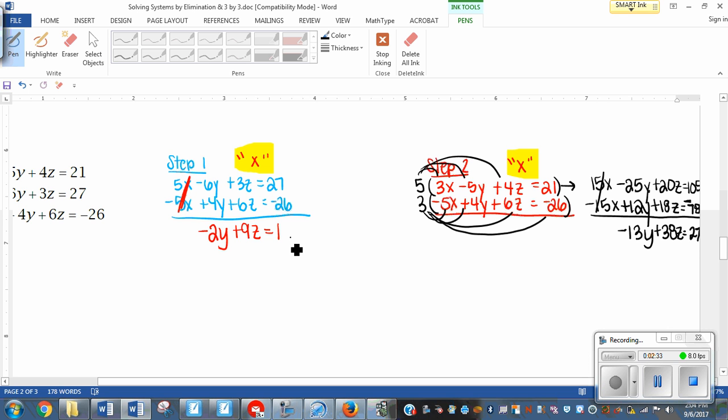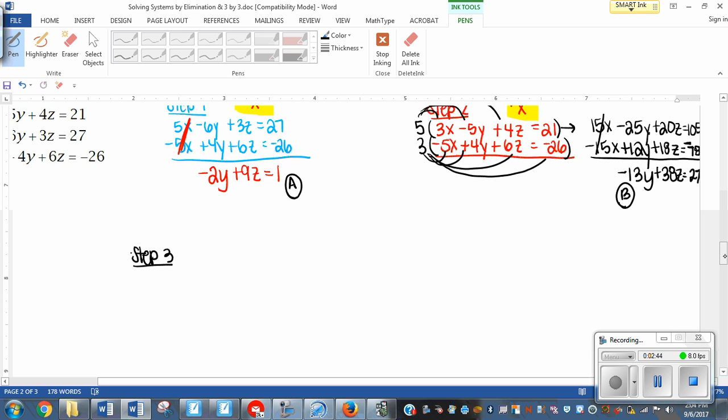Okay, so this was that equation A and equation B that I was talking about. So when we move into step 3, it says use those resulting equations in order to eliminate another variable. Now if you notice, we should have a y and a z in each equation. If you don't have the same two variables, it means that you didn't eliminate the same variable in step 1 and step 2. So x should be totally gone.